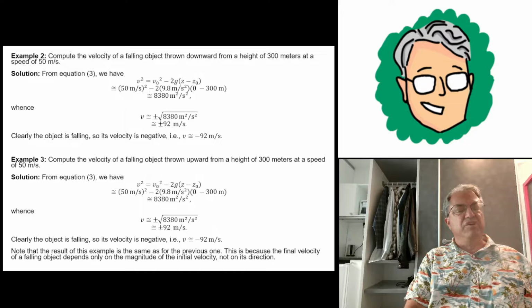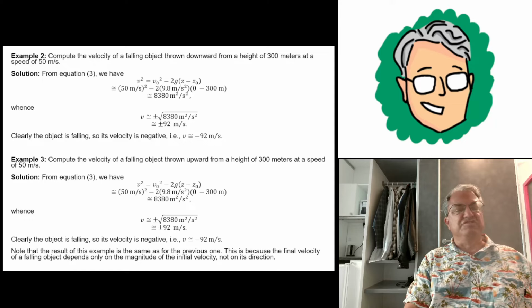You're going to get the same speed, the same velocity, when the ball hits the ground if you throw it 50 meters per second up in the air or 50 meters per second down. And the reason for this is basically conservation of energy.